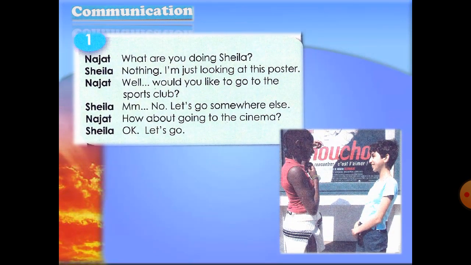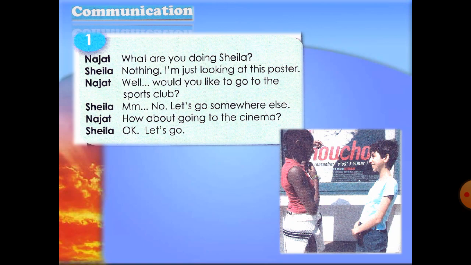Okay, in the part of communication in unit number 7, we have this first dialogue between Najat and Sheila. If you look at the picture, we have two girls standing facing each other. Behind them, we can see a poster, a film poster. And here is the dialogue that's going on between the two.